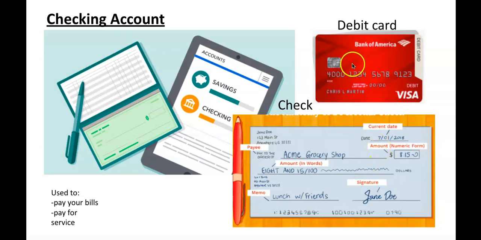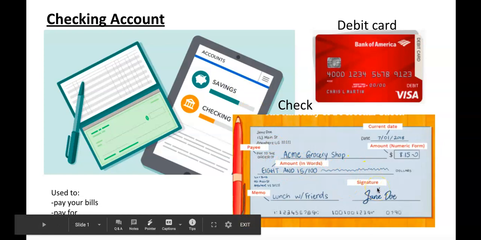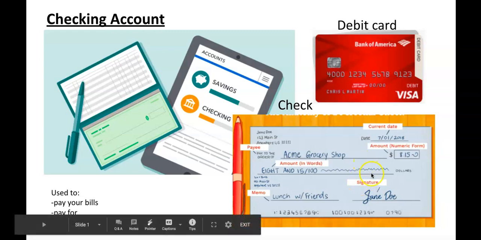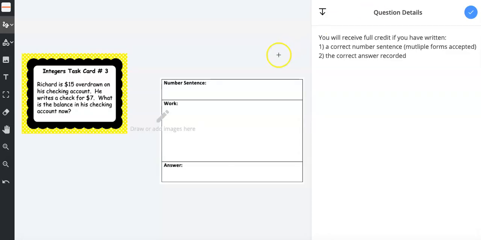So let's say that you're at the store or at the gas station and you swipe your debit card and you put in your PIN, then the money that you're spending comes directly out of your checking account. If you write someone a check and hand it to them and then they take it to their bank and what we would call cash it or turn it in, then that money is being pulled from your checking account. So let's go ahead and look at the example problem.